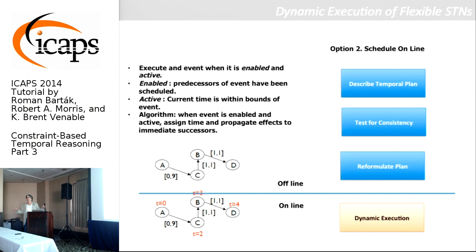And you can see it has to be simple. It can't be really complicated. And it is a simple algorithm. And these kinds of issues have arisen as a result of the remote agent experiment and other experiments where temporal plans were actually executed by real systems.